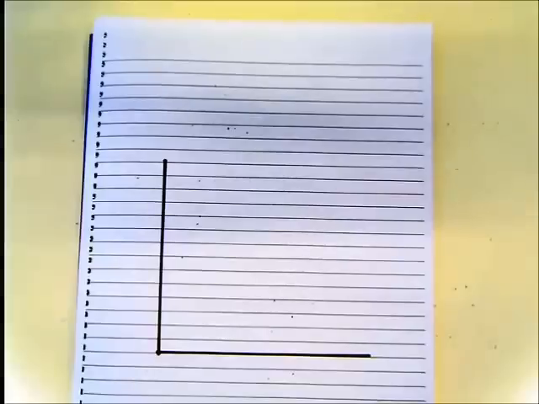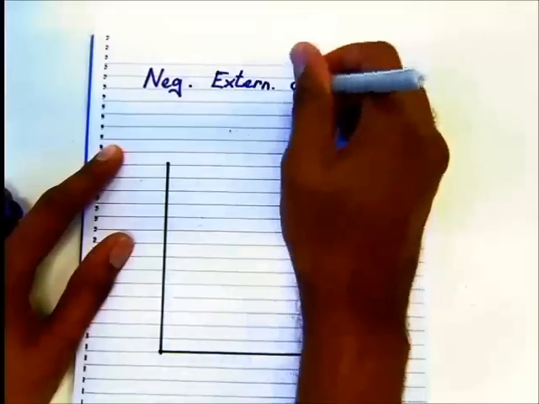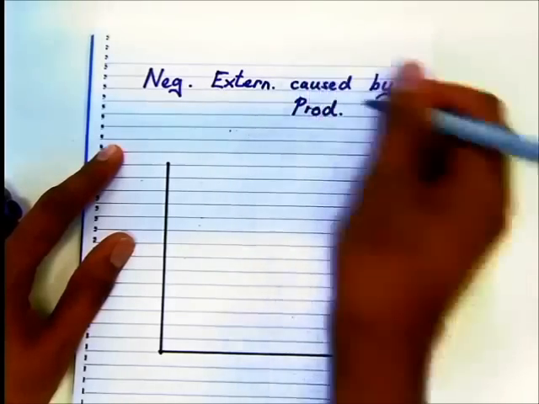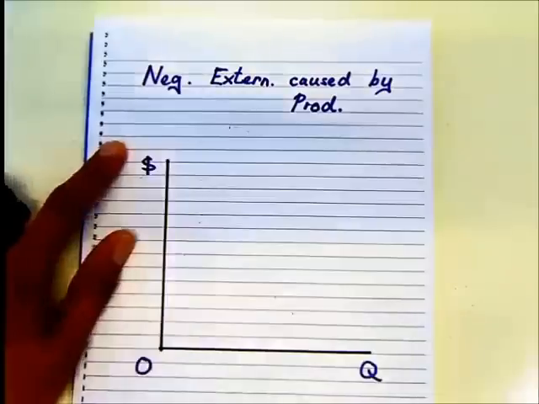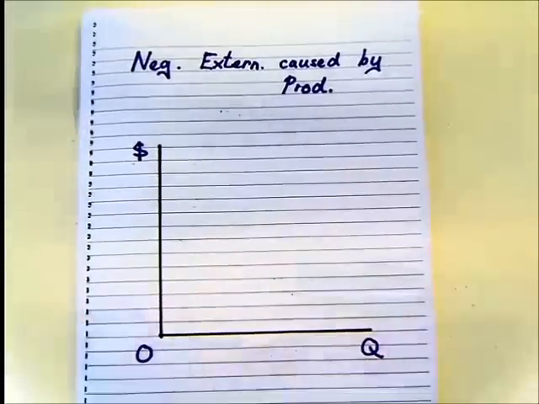So the first one we'll look at is negative externalities caused by producers. The ceteris paribus assumptions hold here. We'll only do one at a time. If we analyze more than one at a time, the conclusion will not be immediately obvious. So we'll look at only one at a time.